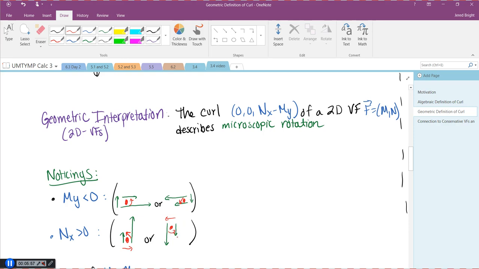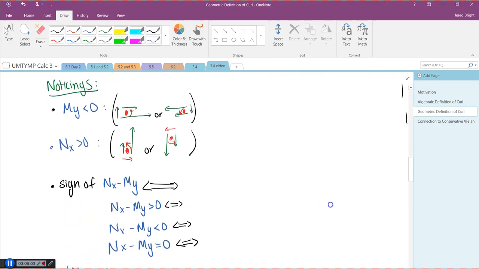All right. So now, if we put these all together and look at the sign of n sub x minus m sub y, if we think about this very carefully, maybe we'll come back to this, but if n sub x minus m sub y is greater than 0, that was our second example. In our first example, where the curl was 0, 0, 1, we ended up getting counterclockwise rotation, right? Versus if the curl was negative, then we got clockwise rotation. So really, when we look at the sign, this is going to give us the direction of microscopic rotation.